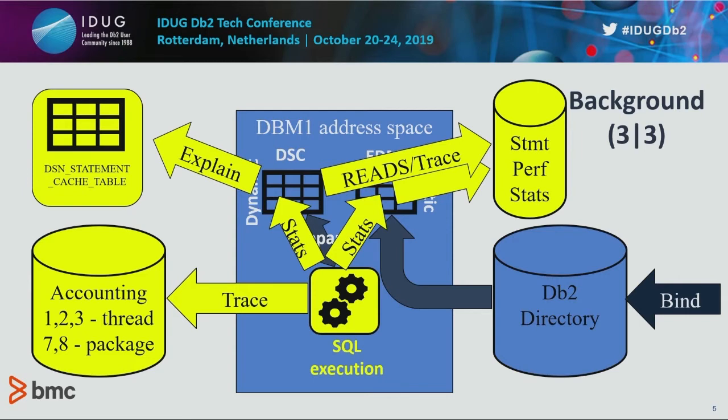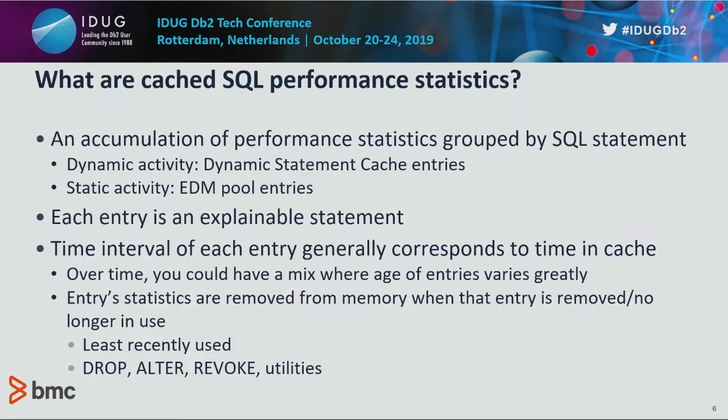The other thing you can do is start a trace for class 29. What that says is when any entry gets pushed out of the cache, at that time, externalize a record and send it to your trace destination. So a few different ways to get at that data. And just to recap what I've described, these are entries representing SQL statements that give you a history of that statement's performance as long as that entry stays in memory, either in the dynamic statement cache or the EDM pool entries.